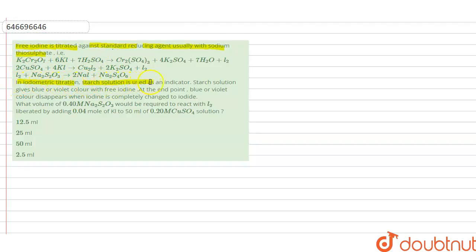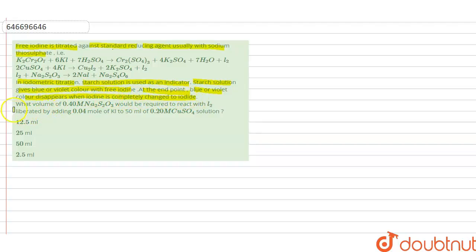the starch solution is used as an indicator. Starch solution gives a blue or violet color with free iodine. At the end point, the blue or violet color disappears when iodine is completely changed to iodide.